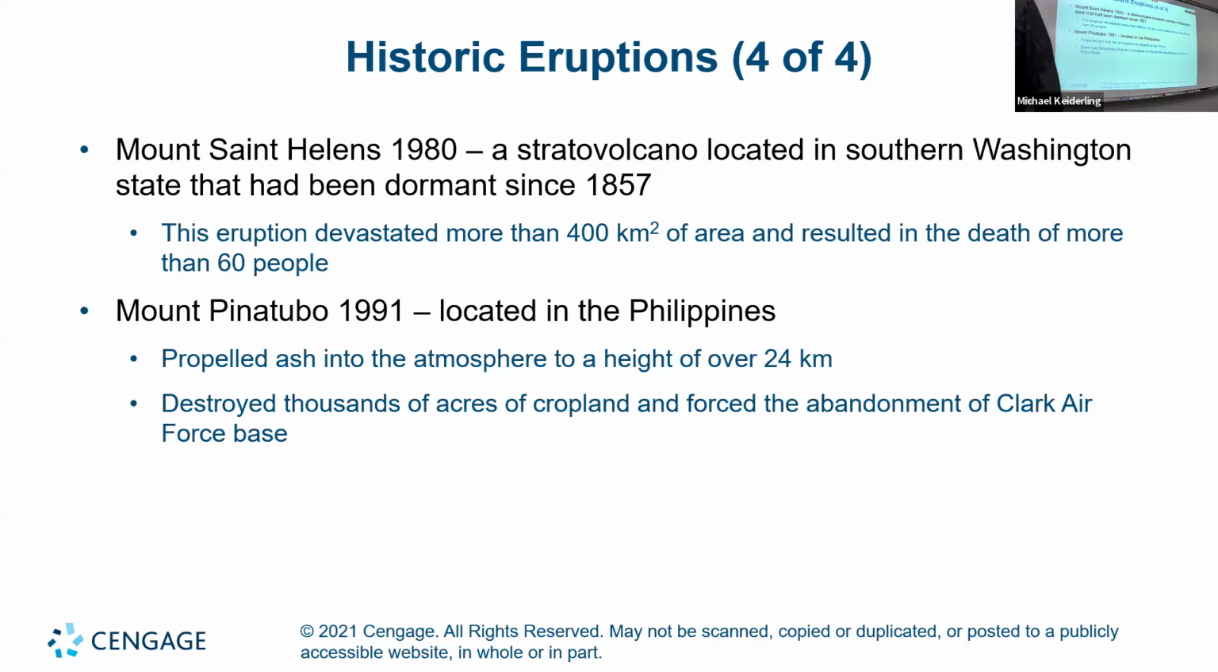Mount St. Helens in 1980 is a stratovolcano located in southern Washington that had been dormant since 1857, and they had not been expecting it to go.